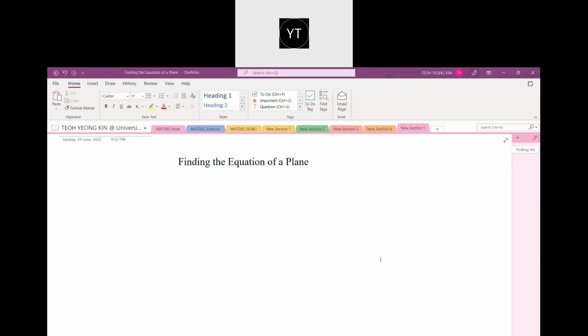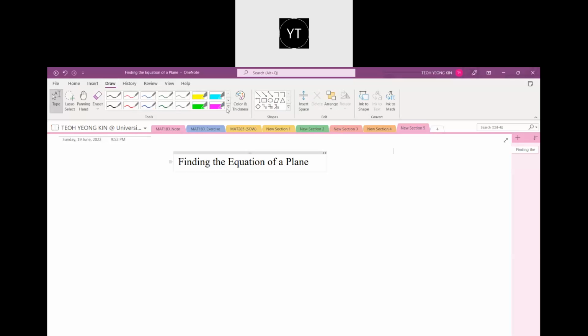In this video, I will show you how to find the equation of a plane. So here is the formula that we're going to use. The formula is the n vector dot product with, in the bracket, p minus p naught, equals 0. So here is the formula to find the equation of a plane.